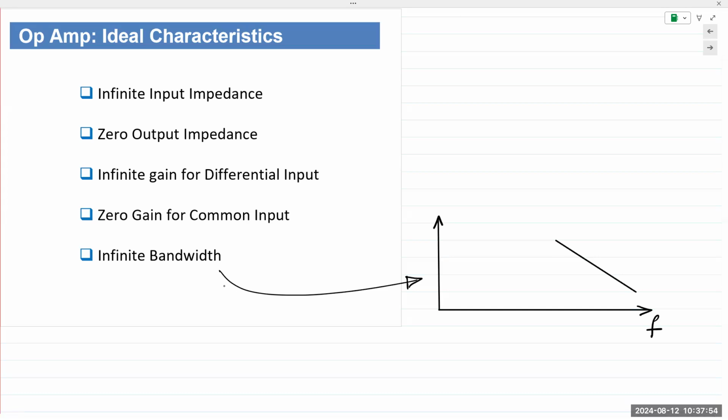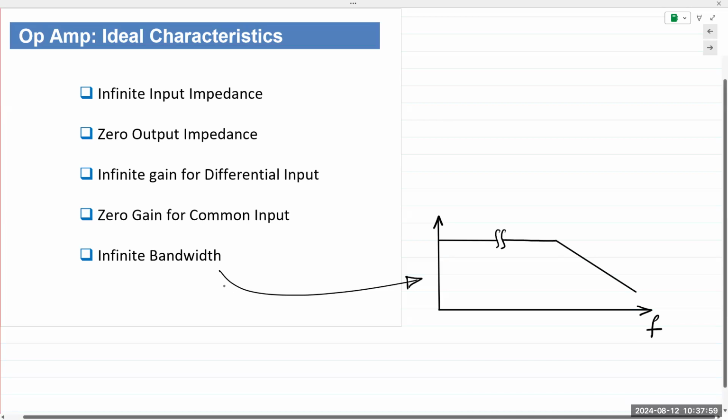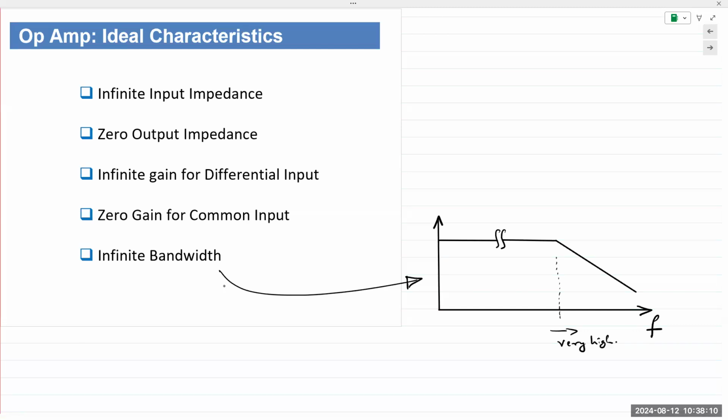Let me draw this way. Very high frequencies. So in real life, an op-amp will have infinite gain to a certain limit, and then that gain would start dropping off. But an ideal op-amp will be a flat line tending towards infinity. Right? Infinite bandwidth, that's what it means.